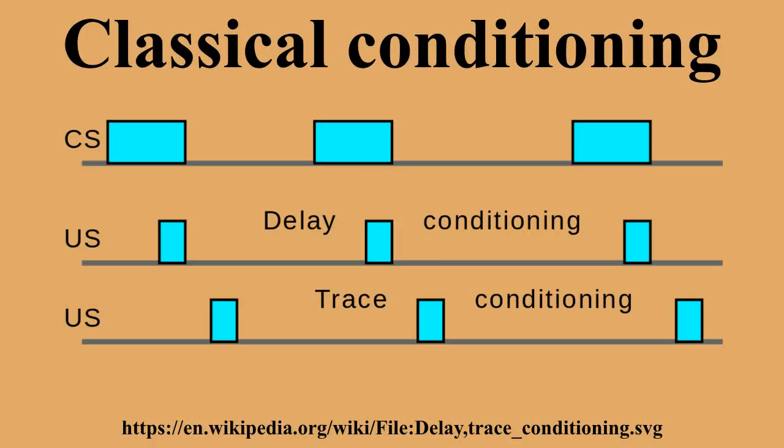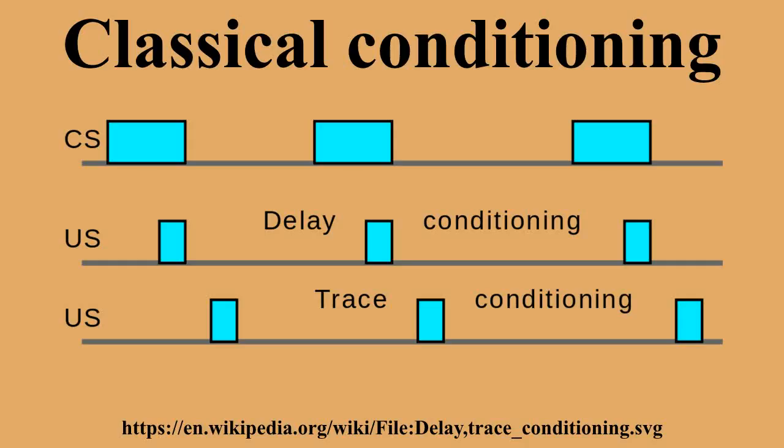Conditioned suppression. This is one of the most common ways to measure the strength of learning in classical conditioning. A typical example of this procedure is as follows. A rat first learns to press a lever through operant conditioning. Then, in a series of trials, the rat is exposed to a CS, a light or a noise, followed by the US, a mild electric shock.